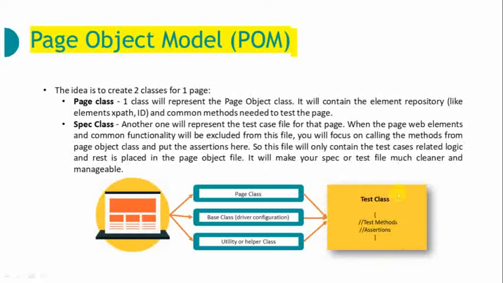So this class will extend all the features of your page object. It will extend the features of your base class. It will get the functions from utility, and then the spec will be written here, which will be cleaner and manageable.